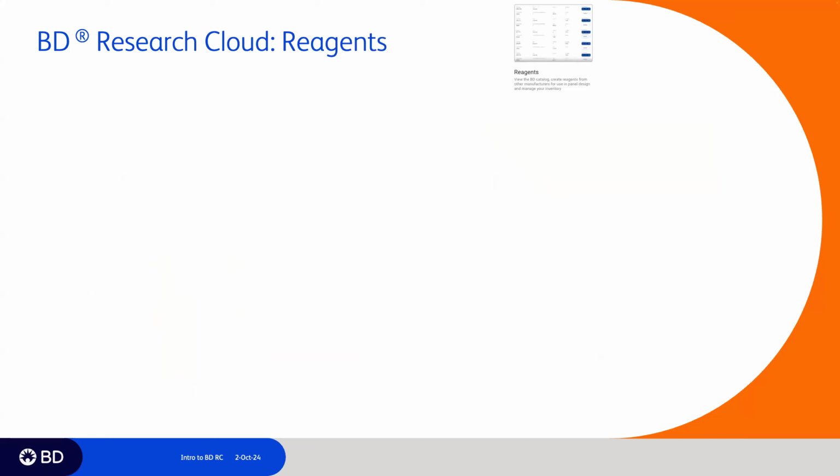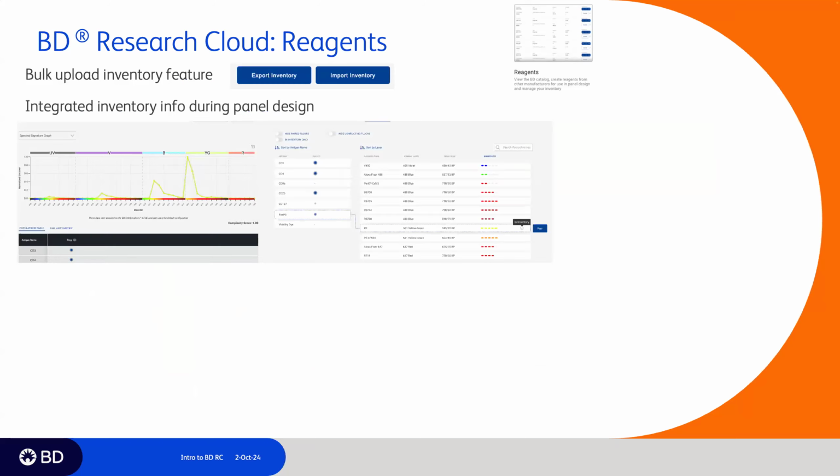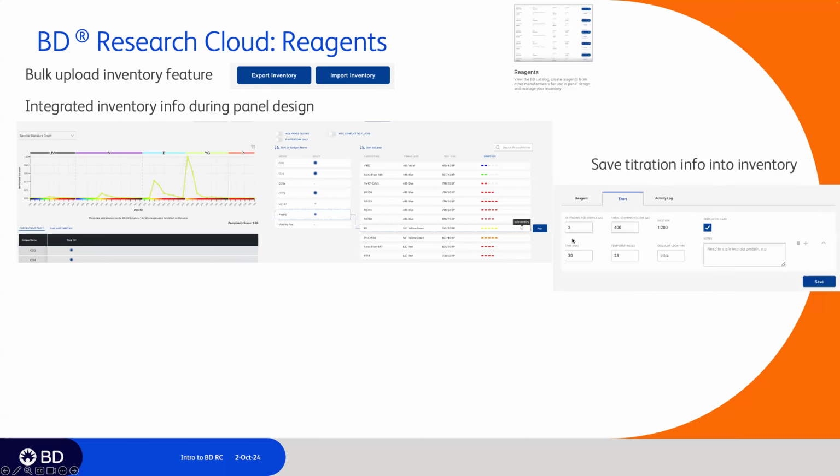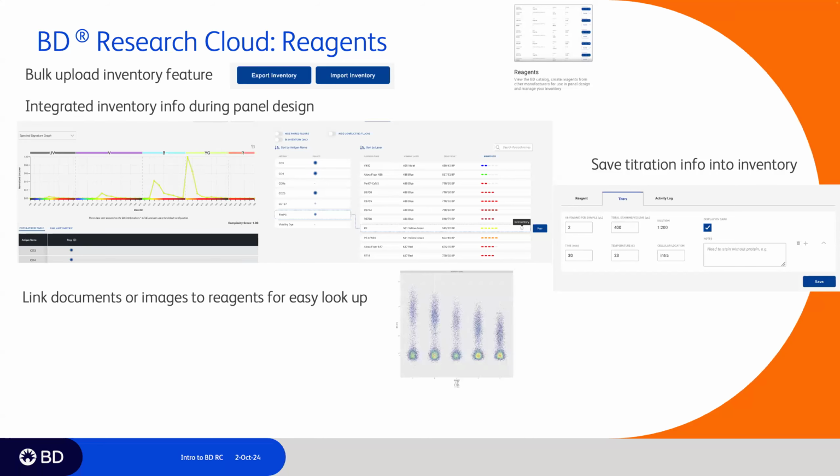As for the reagent component, you can easily upload all your reagents at once with the bulk upload feature if you already have these in some sort of spreadsheet. You can also manually enter them one by one. And if you're using the inventory feature within BDRC, when you're creating a flow cytometry panel, it will show you which one of these reagents you already have in the lab. You can also save titration information for these specific reagents.